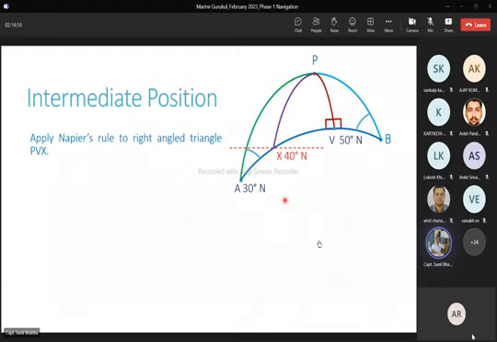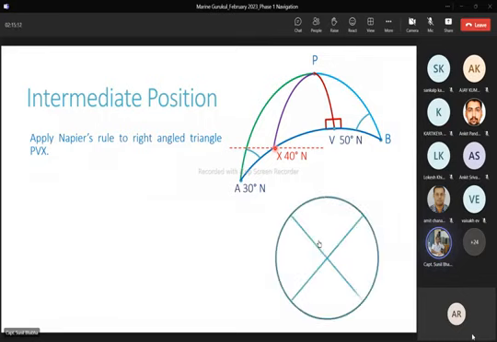Now you see the same diagram here. We have the Papa Victor X-ray triangle now. Please have a good look at the Papa Victor X-ray triangle. This is a special spherical triangle, and we can now apply the Napier rule to this right angle triangle.